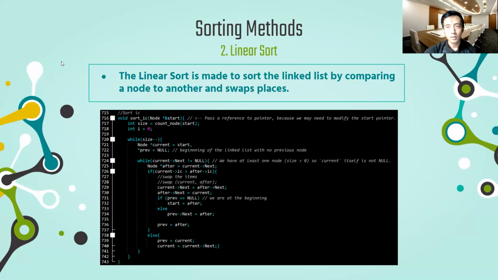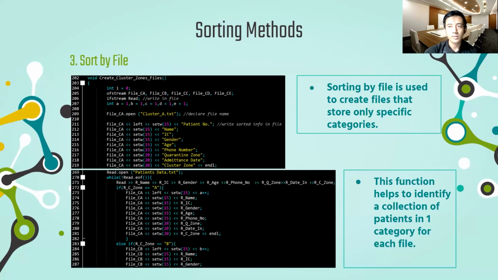Next, the second sorting method is the linear sort. We use the linear sort basically to sort the linked list by IC number, by comparing a node to another node and swapping their places.